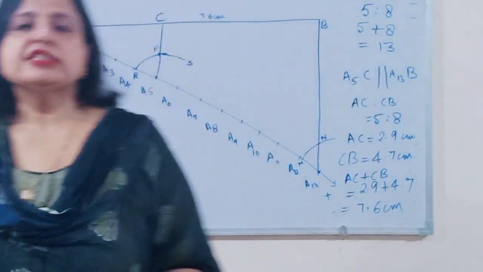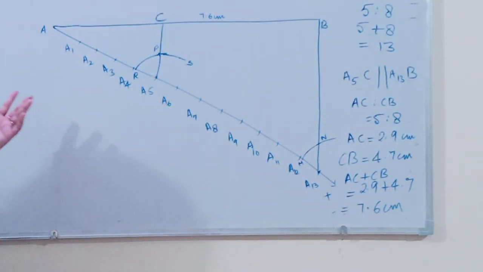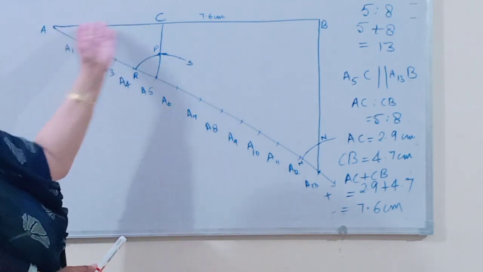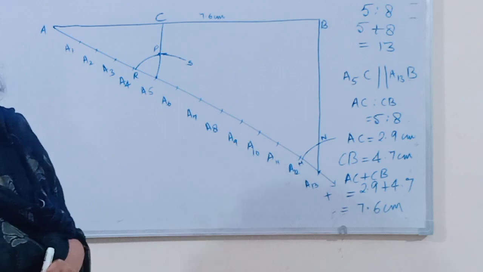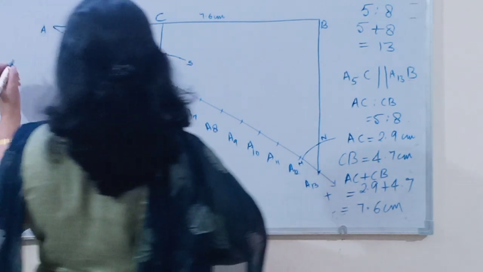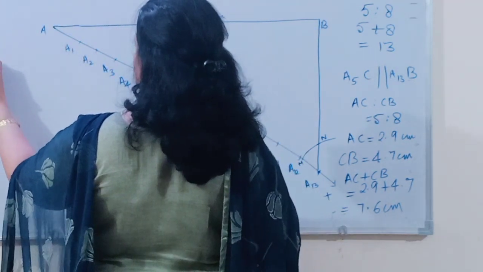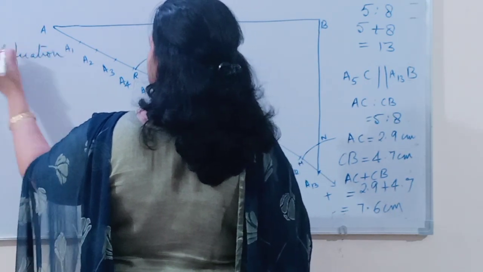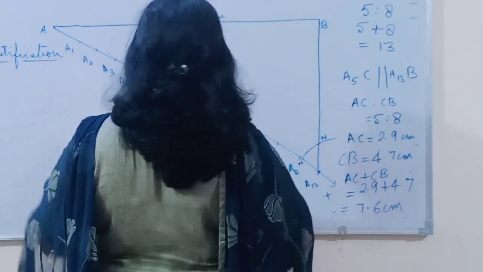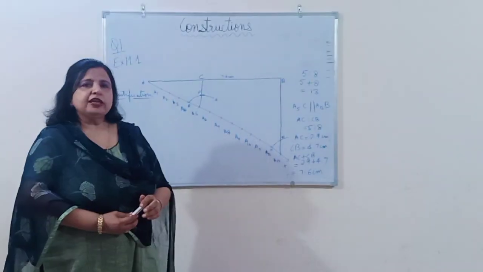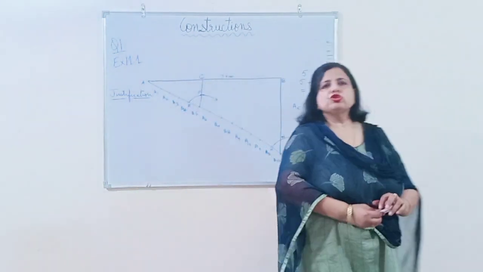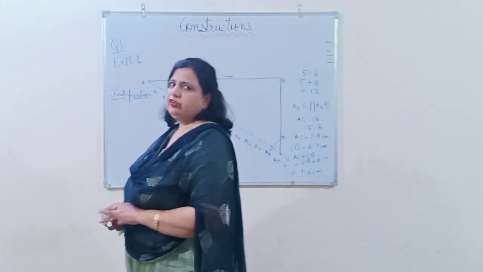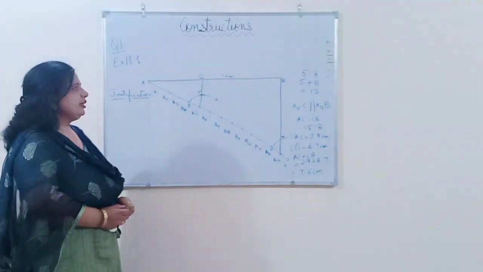Now comes justification. We have to justify also that this point divides this line segment AB in the ratio 5:8. Let us do the justification part. If it is asked to justify, you can justify also. Now in triangles, you have studied the basic proportionality theorem, or Thales theorem also we say. Generally we call it BPT, basic proportionality theorem.